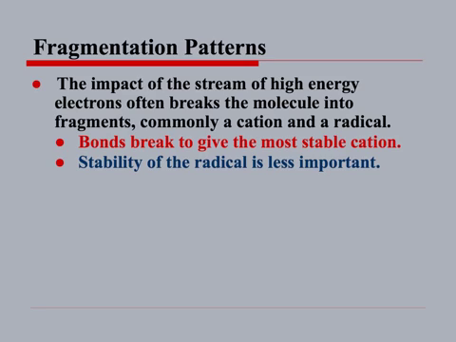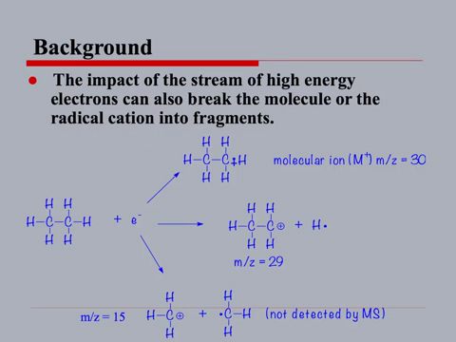So the bottom line is that the impact of the stream of high energy electrons often breaks the molecule into fragments, commonly cations and radicals. They form stable cations and also radicals, but radicals are not very important because they are not detected by the mass spec. So that is what we see in there.